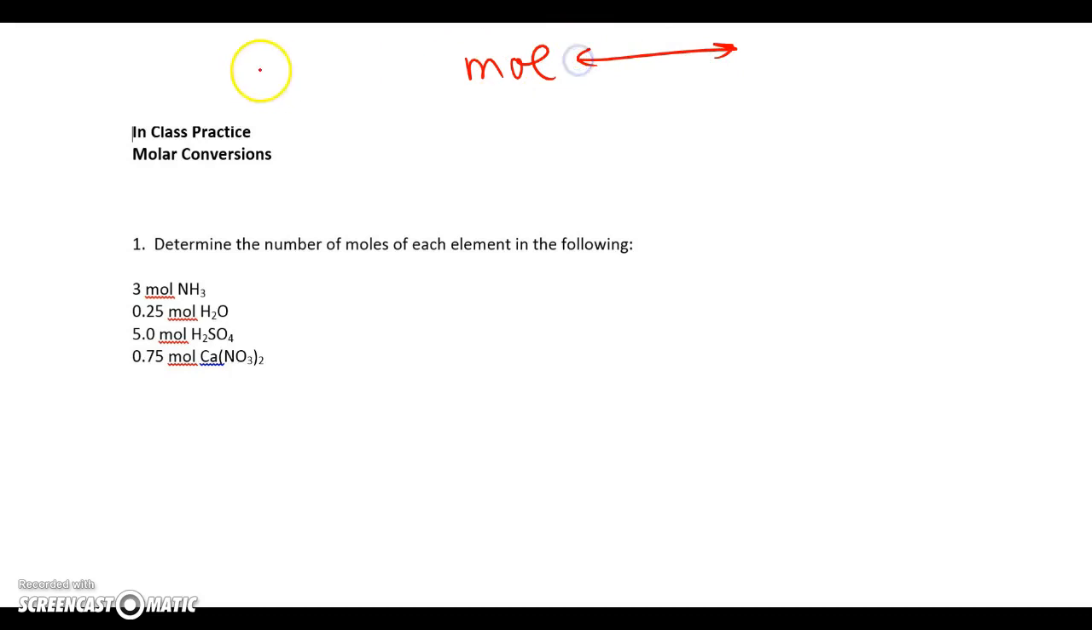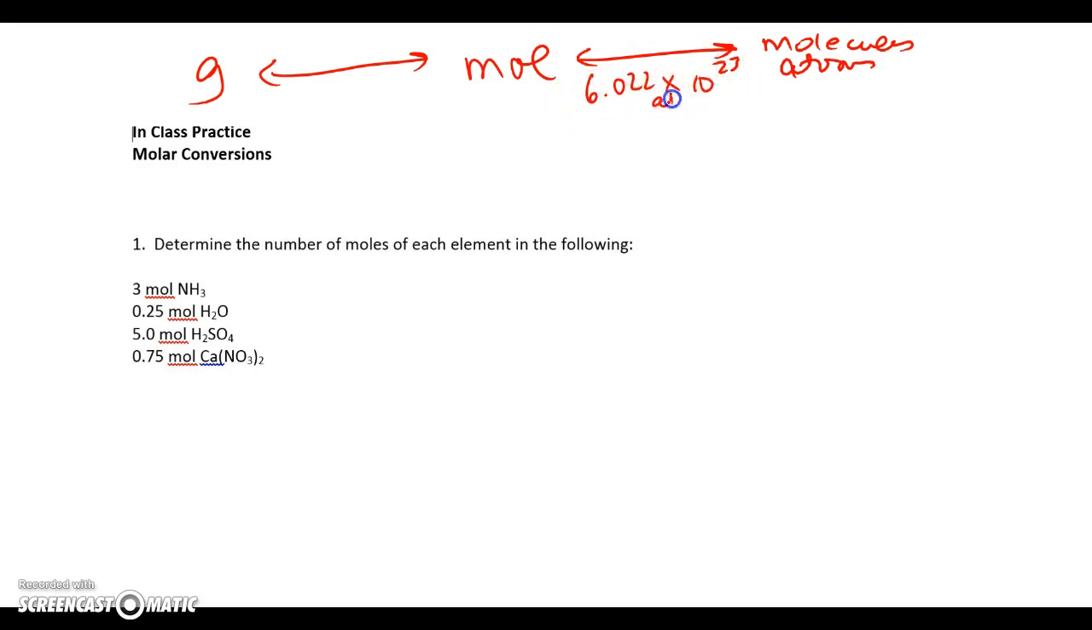So we could be going from grams to moles, or moles to molecules and atoms, right? The conversion from moles to molecules or atoms is our Avogadro's number, isn't it? 6.022 times 10 to the 23rd atoms or molecules, and that's per 1 mole. To go from moles to grams, we would use the molar mass, right?